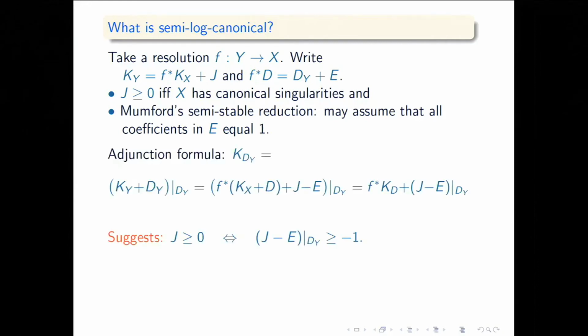But yes, okay. And so now once I have this, I can just write down the adjunction formula for this DY, which is a resolution of D. So if I look at KY plus DY restricted to DY, that's the canonical class of DY. And then I just write down that it's the pullback of the canonical class plus this J minus E. Okay? And now, I would like to know that J is larger or equal to 0. Okay, that the J is effective. So now, since in E everything appears with coefficient 1, at first it seems that J larger or equal 0 is equivalent to this J minus E restricted to DY being larger or equal to, well, minus 1, okay? You see now, this is precisely the condition.